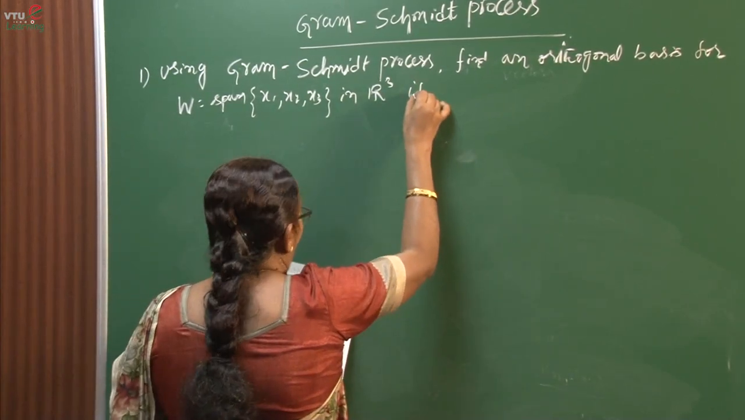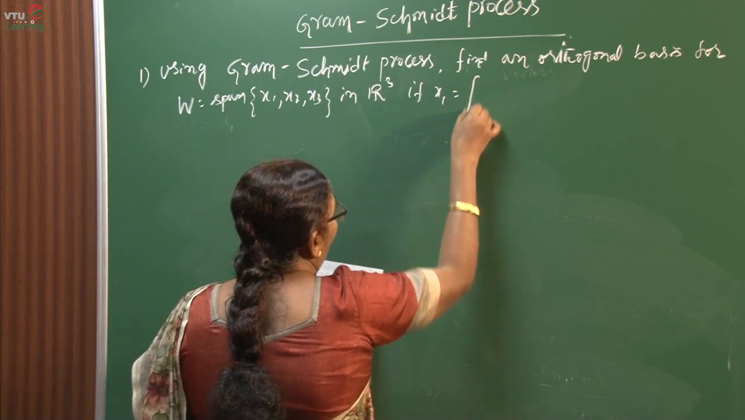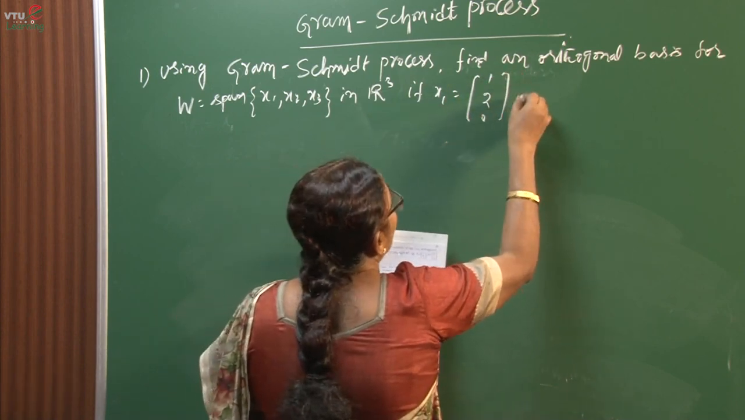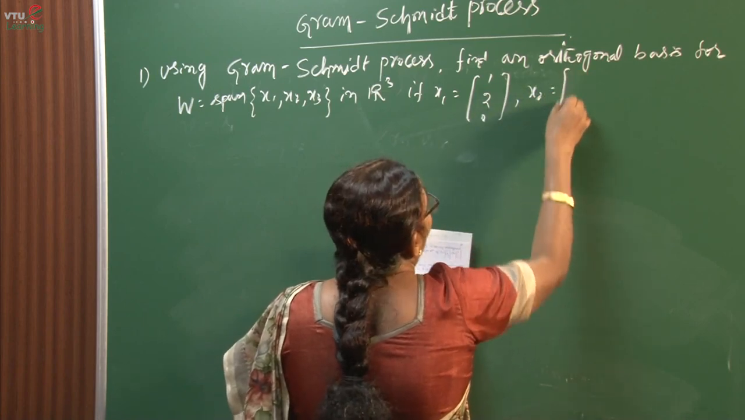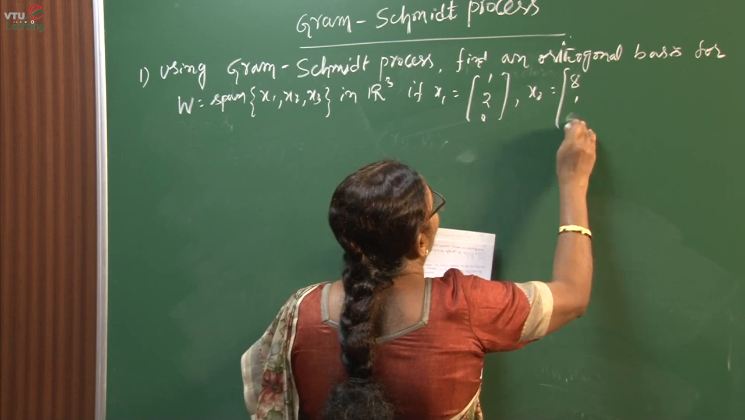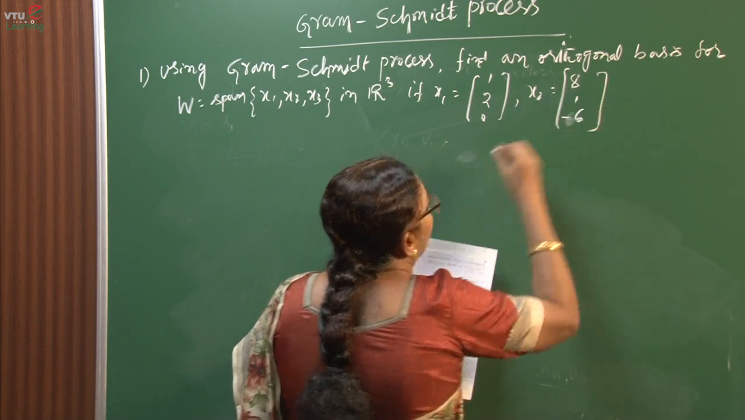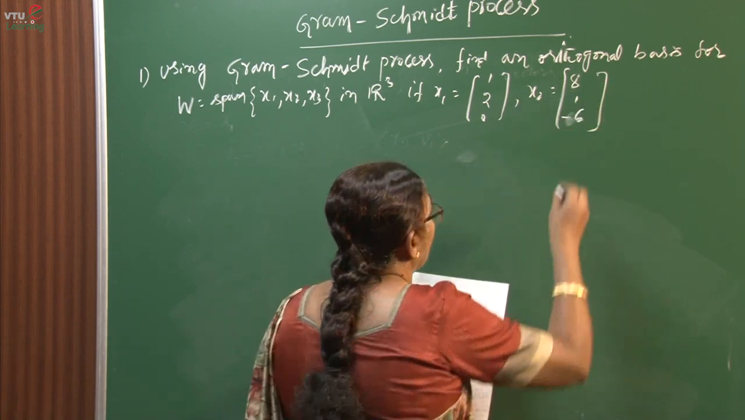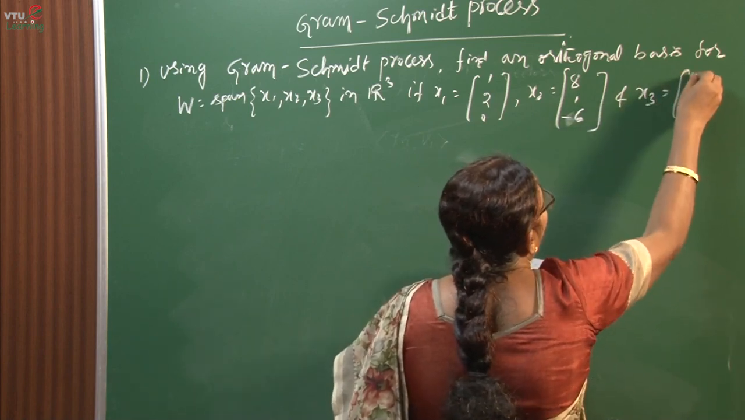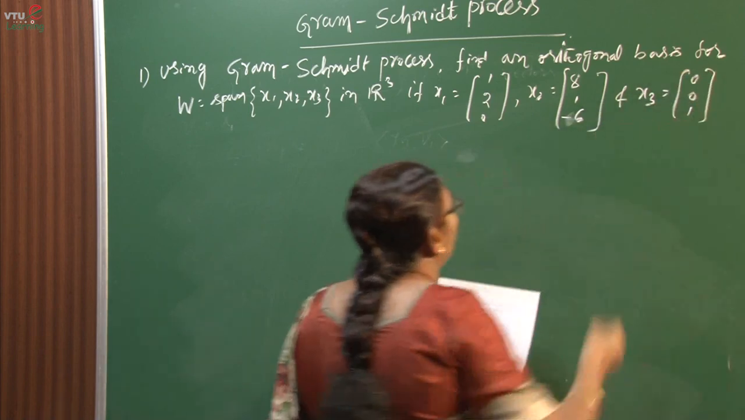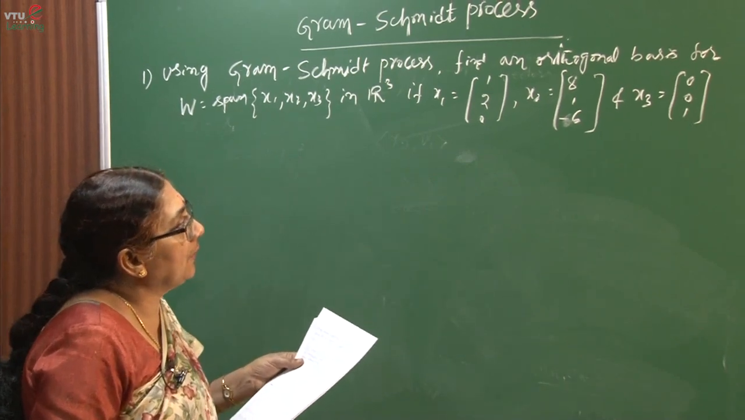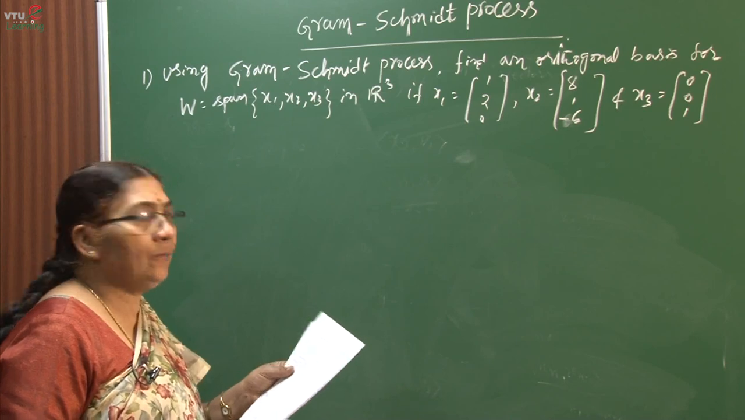If x1 is 1, 2, 0, x2 is 8, 1, minus 6, and x3 equals 0, 0, 1. Yes, x1 is 1, 2, 0, x2 is 8, 1, minus 6, x3 is 0, 0, 1.